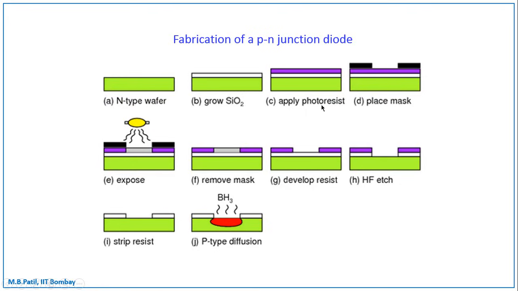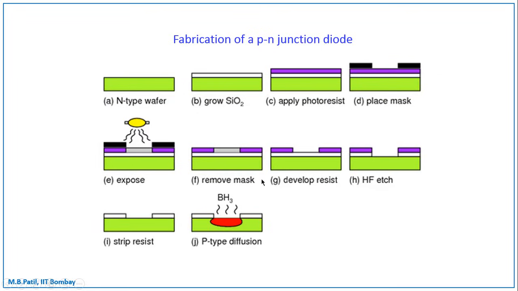Now this photoresist is a material which is sensitive to light. After that we place a mask on top of the photoresist, shown here in black color. Then we expose this whole thing to ultraviolet light. Now there is a window in the mask over here, so the light goes through and this part gets exposed and this part does not get exposed because we have the mask blocking the light over there.